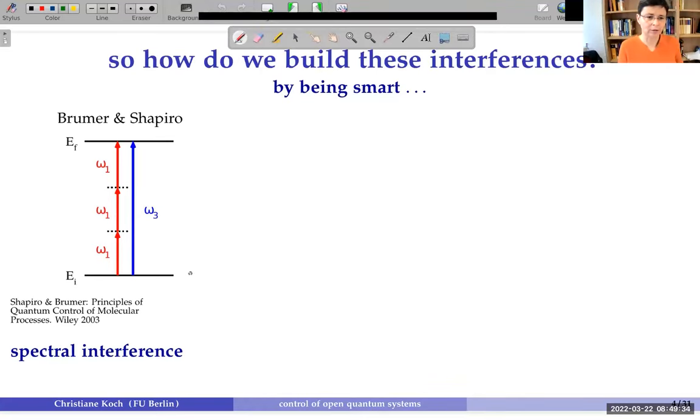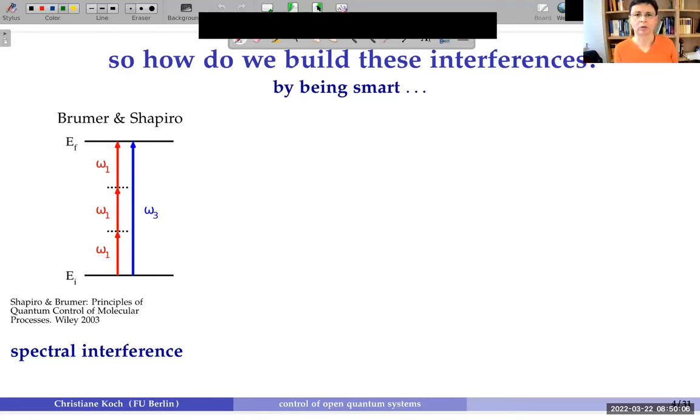So here's another picturization of this idea of quantum pathway interference in Hilbert space, where you do not even need a superposition state to begin with, but you have two different excitation pathways connecting the same initial and joint final state. And this idea for control was developed by Brumer and Shapiro many years ago, and we can view it as spectral interference. We have here these energy levels and different excitation pathways.